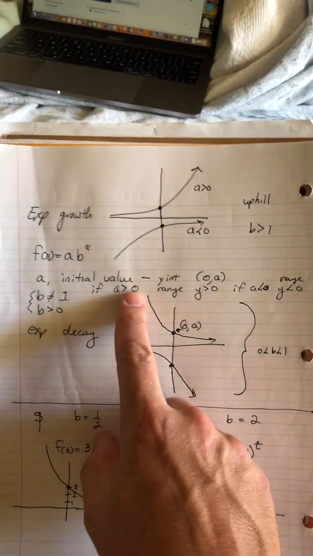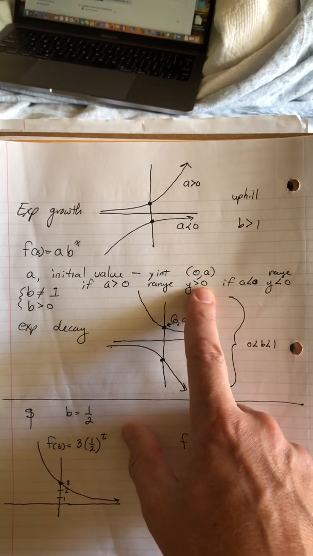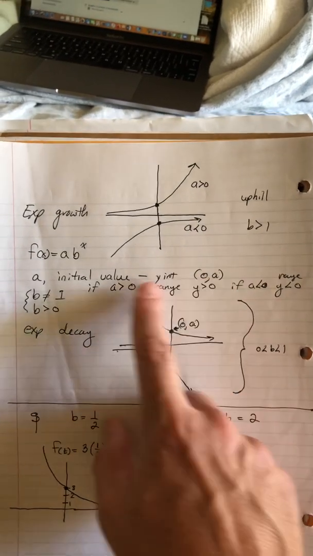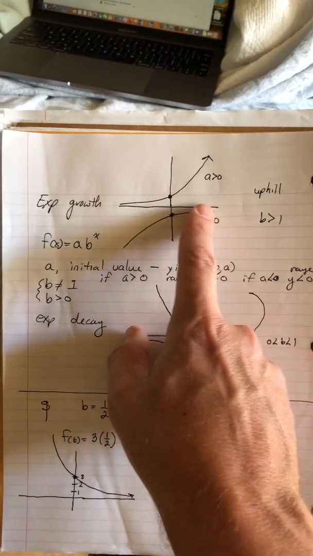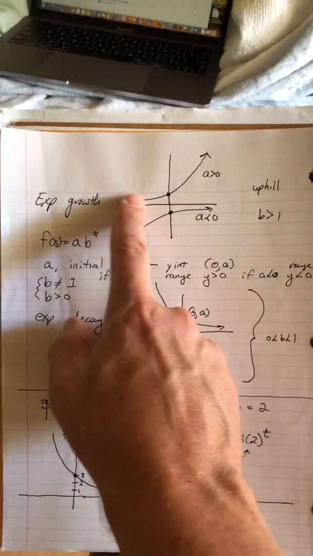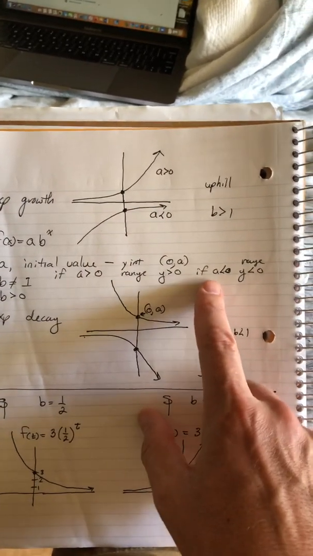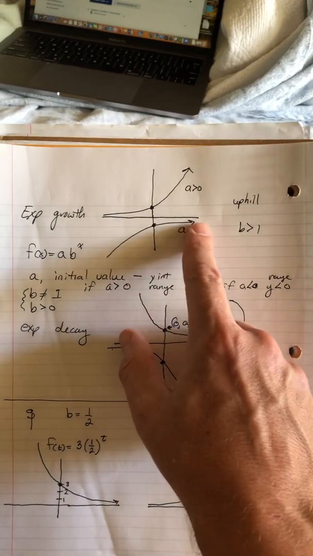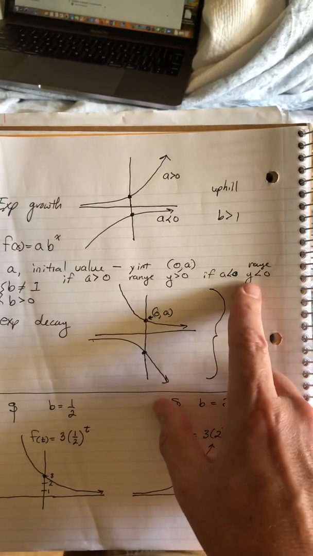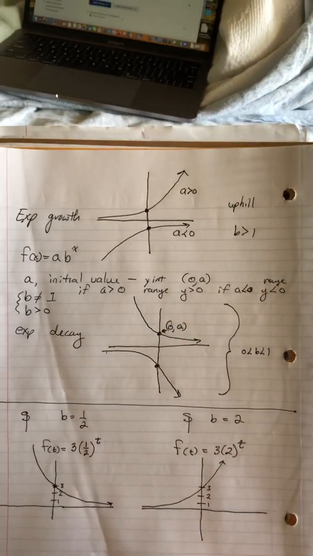If a is positive, your range is going to be y greater than or equal to 0. And again, that's assuming you don't have like a +3 or a +4, because what's happening is the x-axis is actually acting as an asymptote. Okay. If your a is negative, then you get a graph that looks like this, and your range will be y is less than 0.